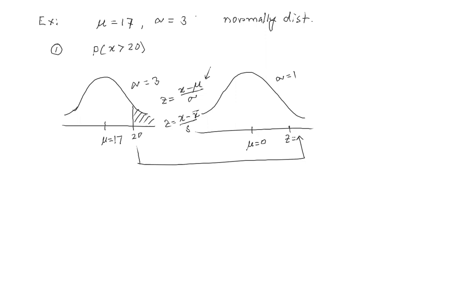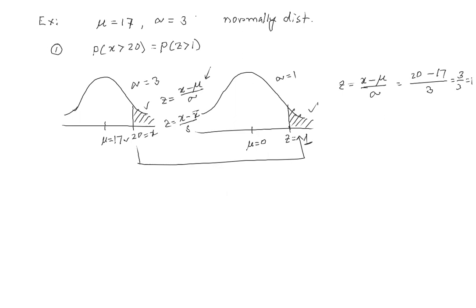So what we do, we find the z value. Z is equal to x minus mu over sigma. My x value is 20. That's the x. So 20 minus mu, which is 17, and sigma is 3, which is 3 over 3. That is equal to 1. So your z is actually 1. So this point is 1, and this area is the same as this area. So it's going to be the same as the probability of z greater than 1.